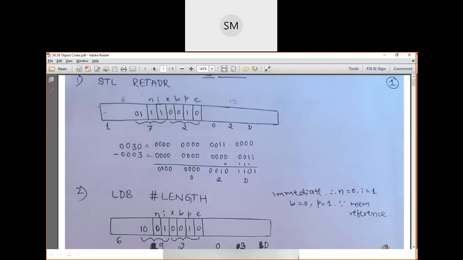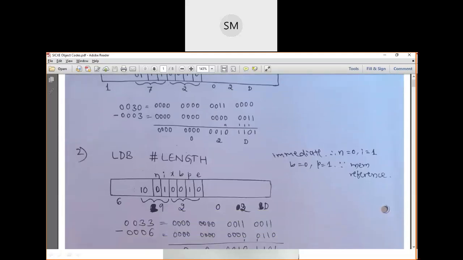0030 minus 0003. 0030 is the target address of RETADR, and 0003 is the address of the next instruction, which is the LDB instruction. PC always contains the address of the next instruction. So the displacement will be 02D. The 12 bits of displacement I have to fill here, so this is my object code: 17202D. Is it clear how I am getting the object code for the first instruction?